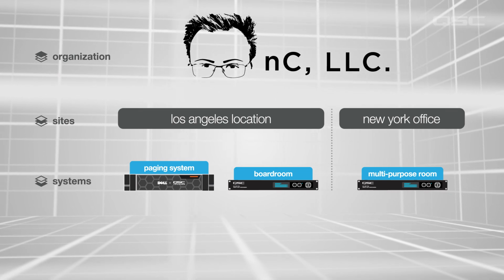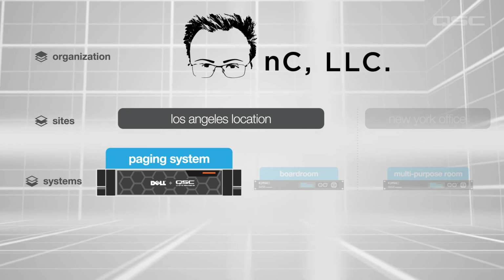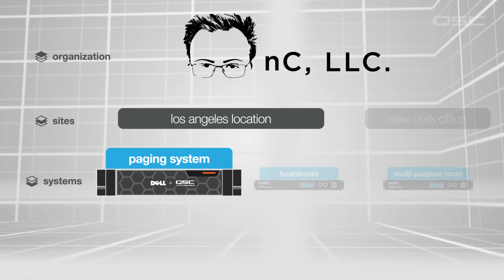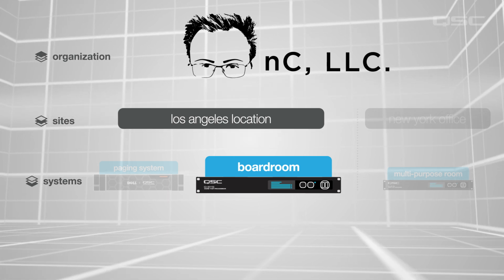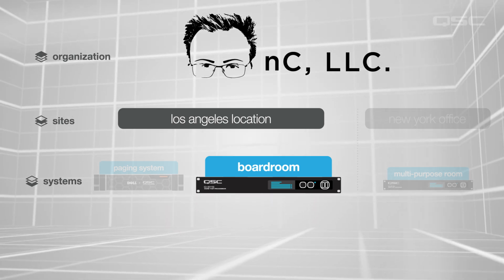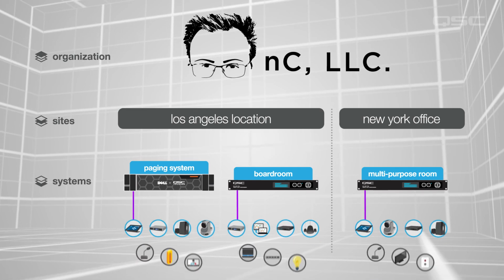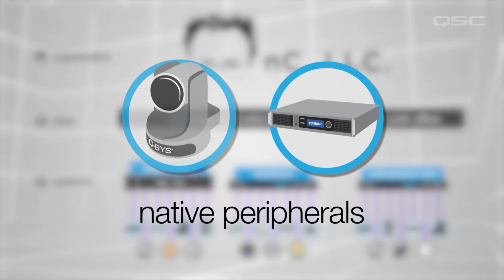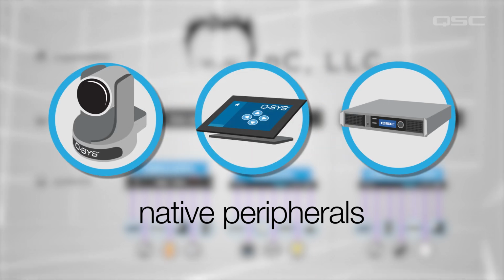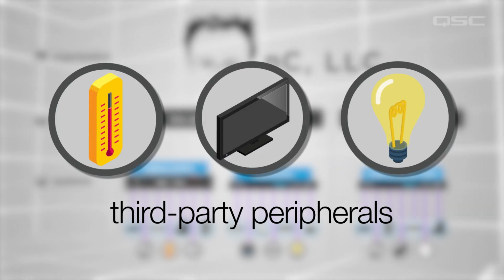For example, the Los Angeles site has one large system that's using an enterprise core to run paging for the building, and a second system that's using a dedicated Core 110F to run a mission-critical boardroom. And obviously, each of these systems contains peripherals, which are native to Q-SYS, like Q-SYS amplifiers, cameras, touchscreens, etc., as well as third-party devices with plugins, like third-party lighting control, HVAC displays, you name it.